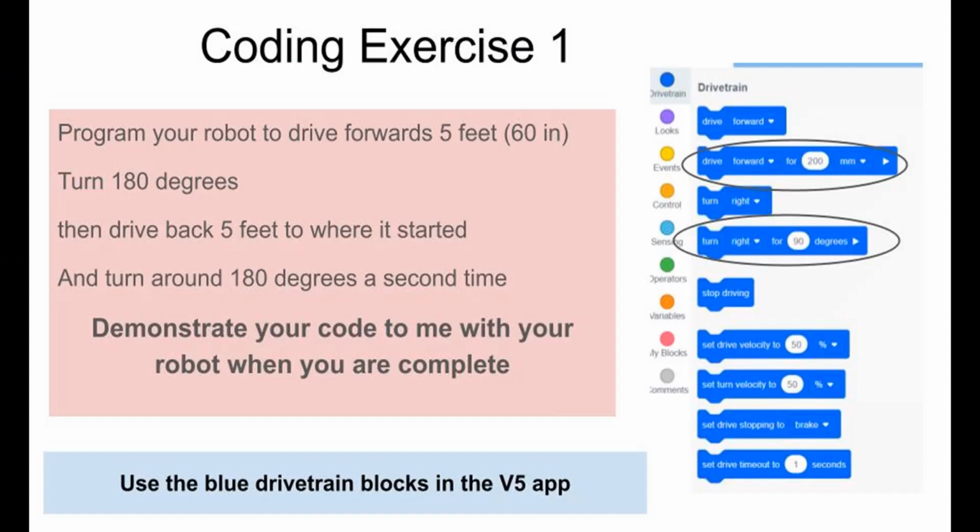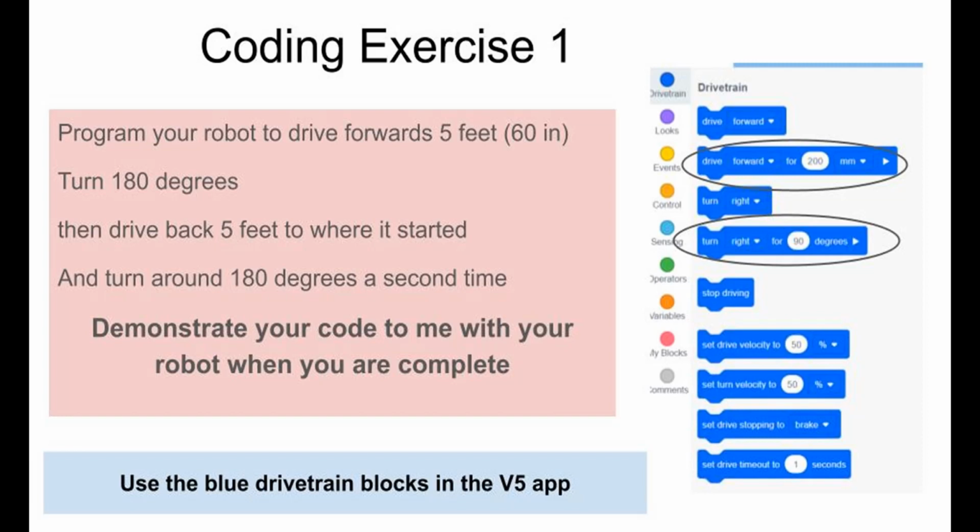Our first coding assignment is to program your robot to drive forwards 5 feet or 60 inches, turn 180 degrees, drive back 5 feet, and turn around 180 degrees a second time. Your robot should be in the exact same place and position as when you started, when your code is complete. This code needs to be demonstrated to me for full credit.